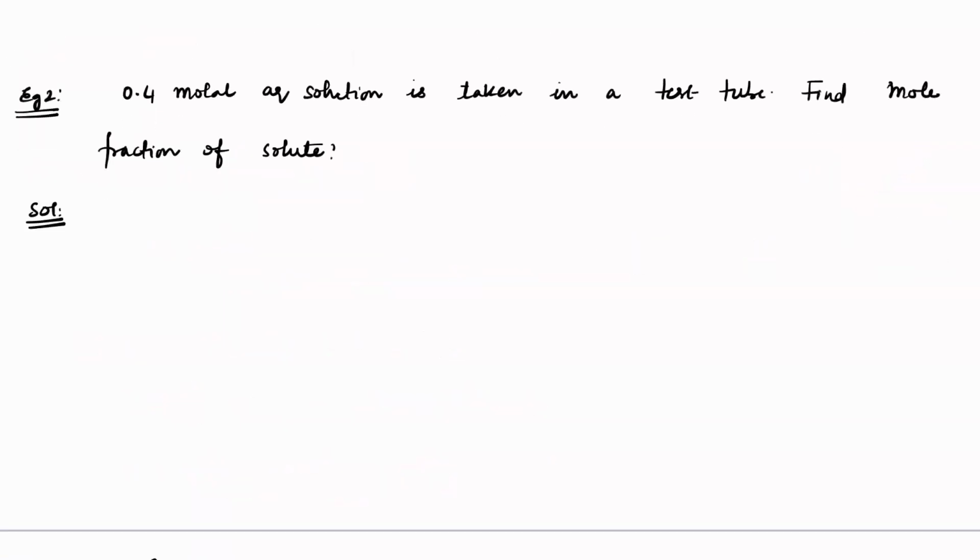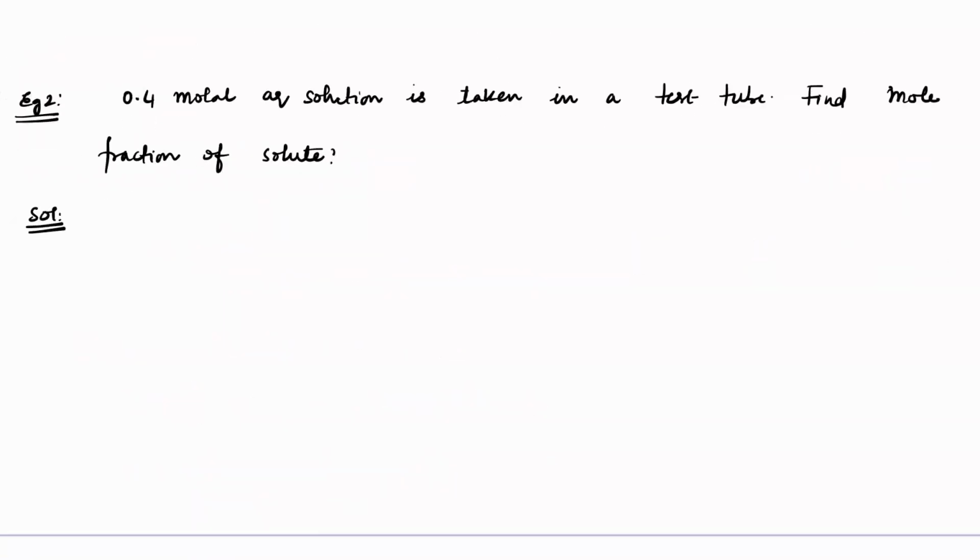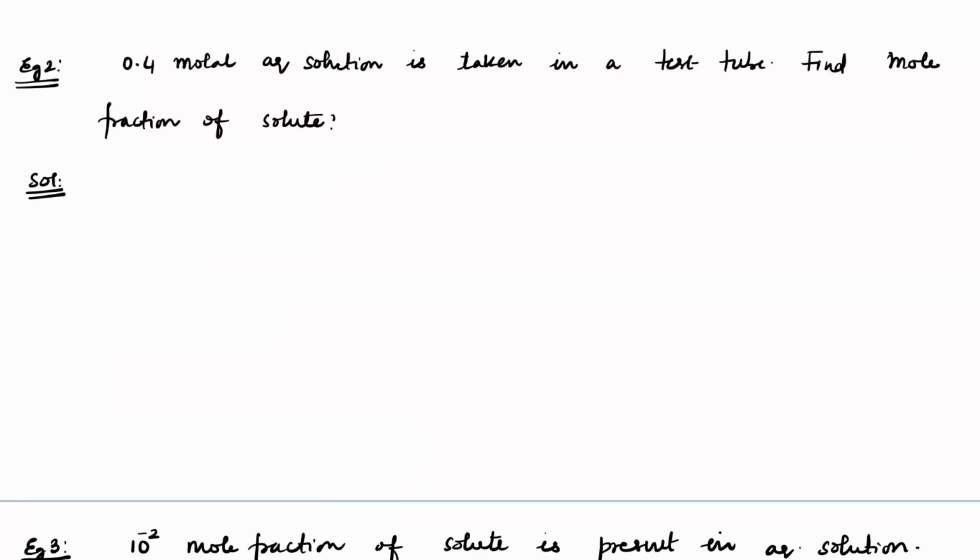Next, check out what if I have a 0.4 molar aqueous solution taken in a test tube. Find the mole fraction of the solute. Now this time I need to figure out the mole fraction. What you could do here: molality is equal to 0.4, which can also be written as 0.4 by 1, and relate this as a ratio, that is number of moles of solute by weight of solvent in kgs. So if I relate that with the ratio, number of moles of solute is 0.4.